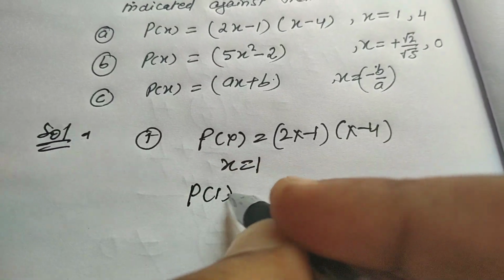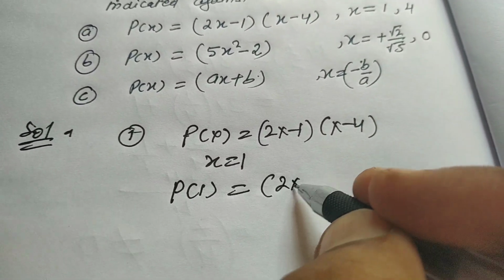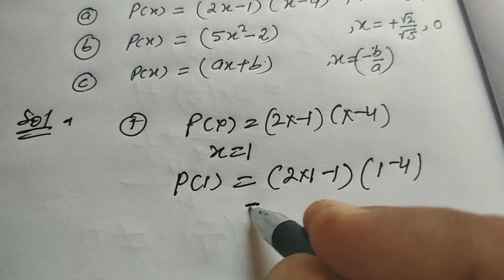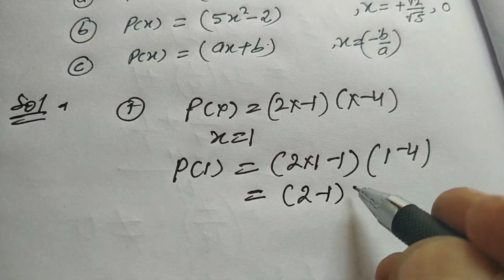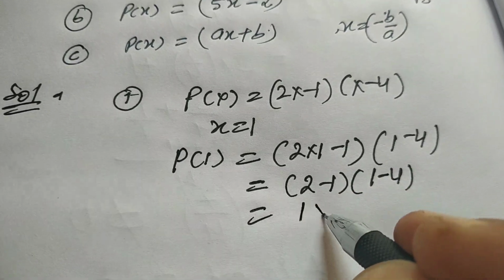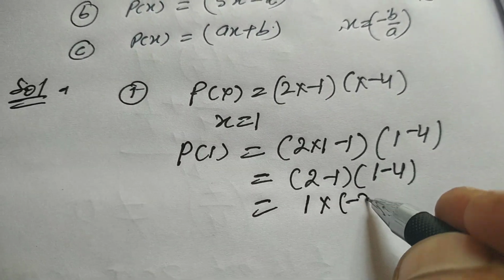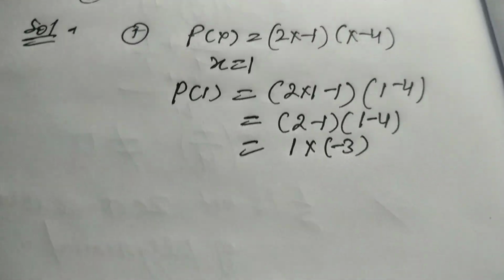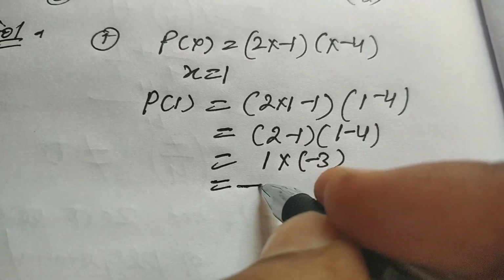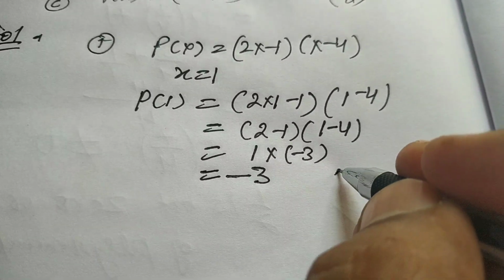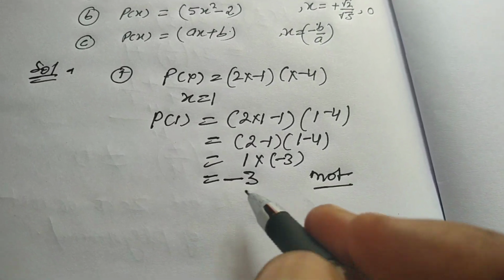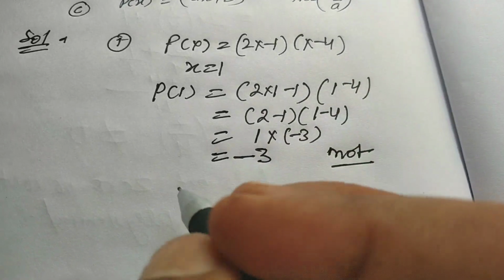Let's check it. This is p(1) is equal to (2 into 1 minus 1)(1 minus 4). Now 2 into 1 is 2, minus 1 is 1, and 1 minus 4 is minus 3. So this is 1 into minus 3, which is equal to minus 3. So it is not 0, it is not a zero of the polynomial, because it is minus 3. If it were 0, then it would be the root of the polynomial.